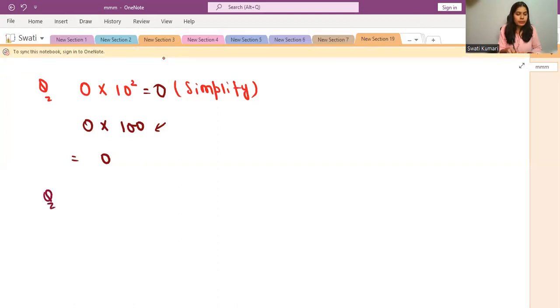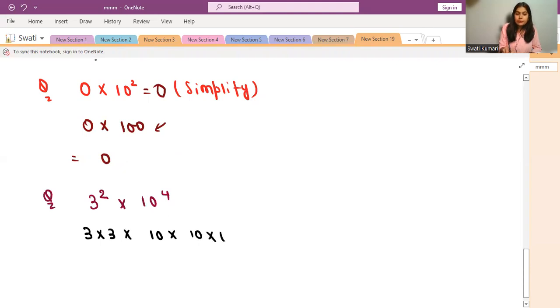So in the next question, we have to simplify 3 raised to 2 into 10 raised to 4. Now we have to simplify this. Very simple. What you have to do is just break it, like you have to simplify it further. So 3 raised to 2, that means 3 is getting multiplied 2 times. 10 raised to 4, that means 10 is getting multiplied 4 times. And I hope you know that whenever we multiply any number with a 10 or a multiple of 10, it's very simple for us to do the calculation, right?